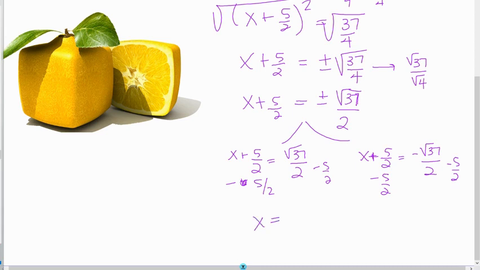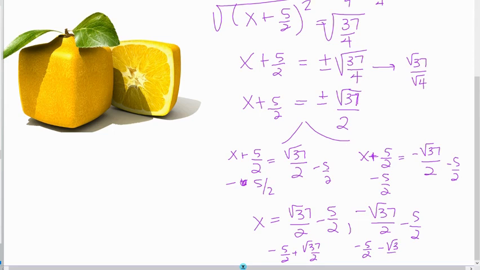And I get x equals the square root of 37 over 2 minus 5 over 2, or negative square root of 37 halves minus 5 halves. So these are your two answers. And if you wrote them the other way, that would be okay too. If you wrote this number first, negative 5 halves plus square root of 37 halves, or negative 5 halves minus the square root of 37 halves, that's okay. You may also see in my answer key that because they have a common denominator, you can add across the top and keep the denominator the same.